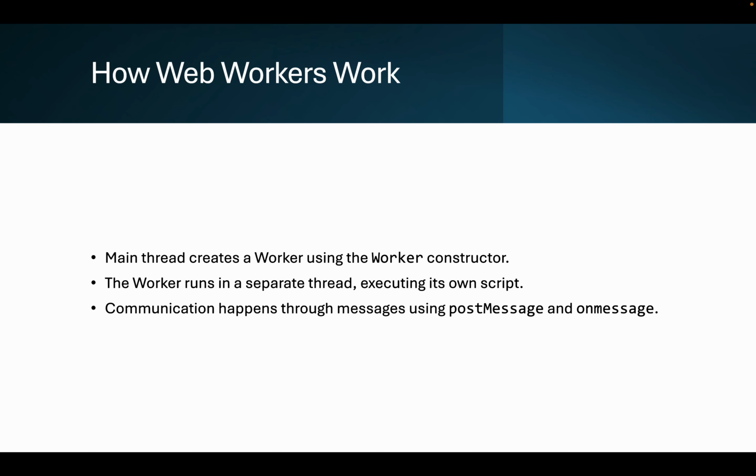Now, how does this web worker actually work? First, the main thread creates a worker using the Worker constructor, and then it points to a JavaScript file. This script runs on the worker's own thread, independent of the main thread. To send data back and forth, we use postMessage to send the data to the worker and onmessage to receive data from it. This is the basis of communication between the main thread and the worker thread.